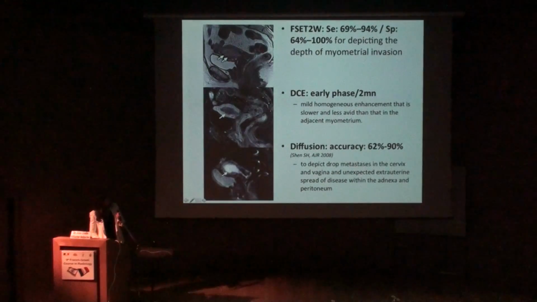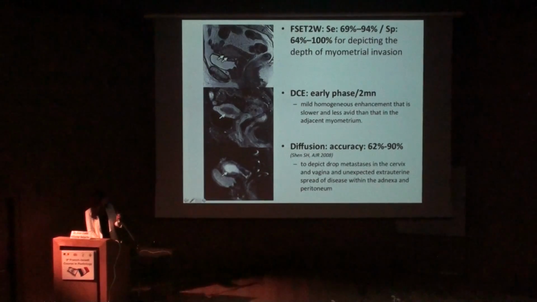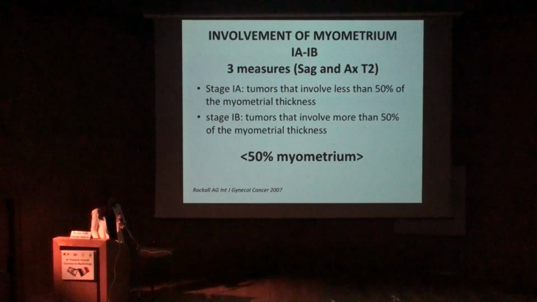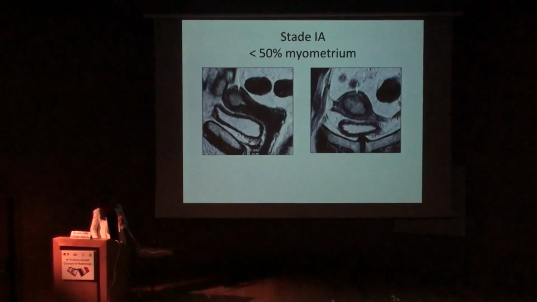Here you have an example of the lesion, which appears like that with gadolinium injection, and here with diffusion. You can see on this slide that it is easier to limit the lesion in diffusion, as you can see here, and with DCE sequences. So 50% of the myometrium is the threshold that you can set to be sure that the prognosis will be better if it is inferior to 50%.